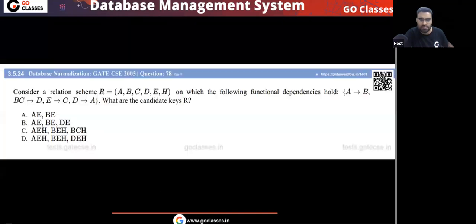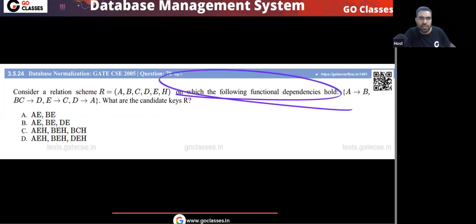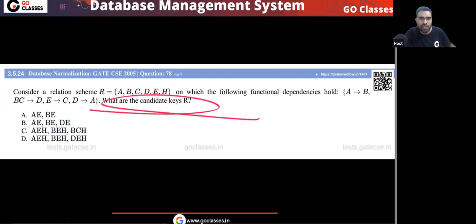Let's move on now. Tell me the answer for this question. This is a GATE 2005 question. Consider relation schema R(A, B, C, D, E, H) on which the following set of functional dependencies is given. What are the candidate keys of R?